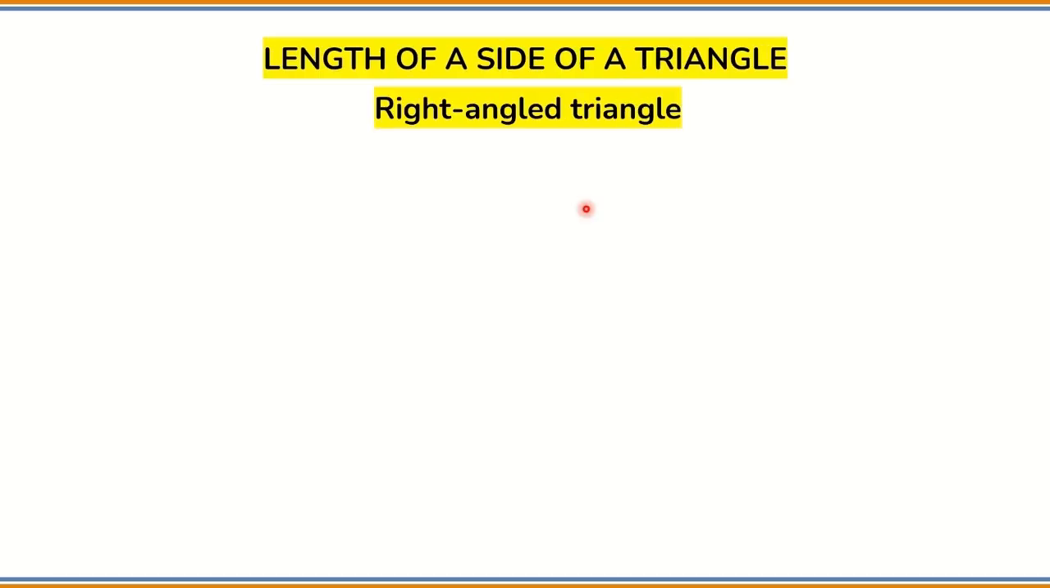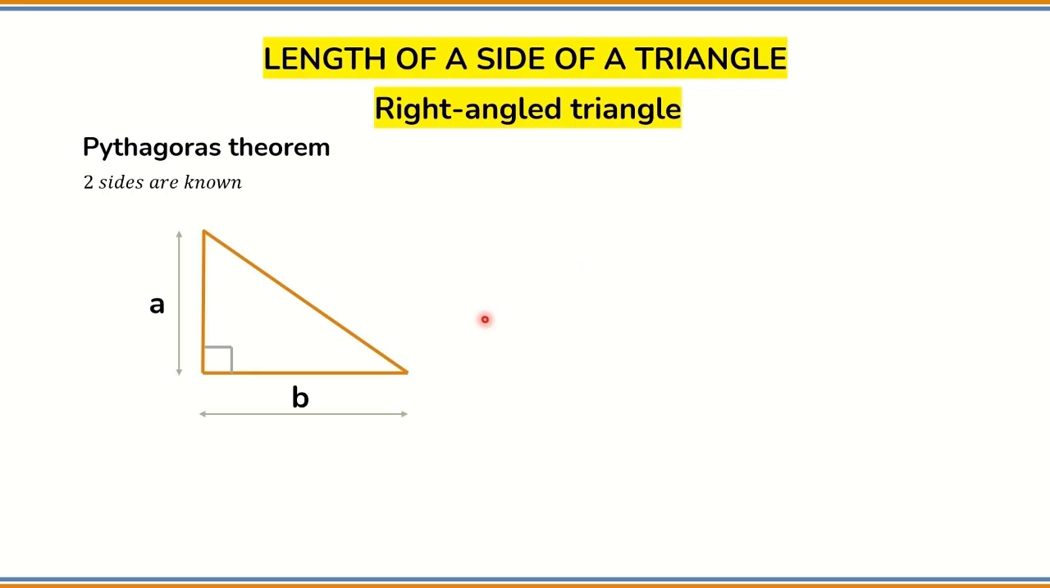Now we will continue studying the different possibilities to calculate the length of a side of a triangle. We will start with right angle triangles. The first method is Pythagoras theorem. We will be able to apply it if two sides are known. If we know a and b and we want to calculate h, which is the hypotenuse, the side opposite to the right angle, we can apply Pythagoras theorem directly.